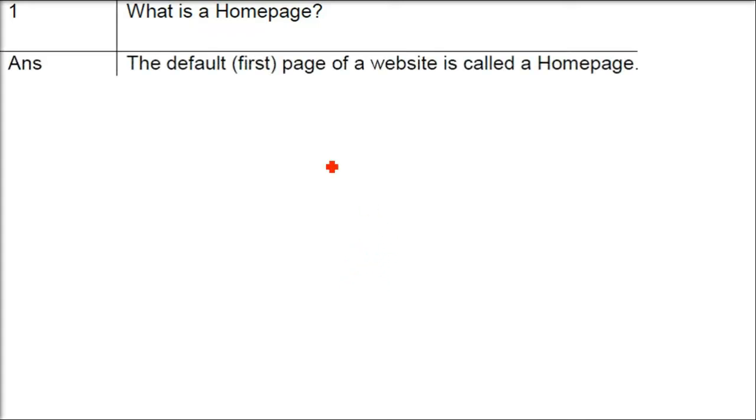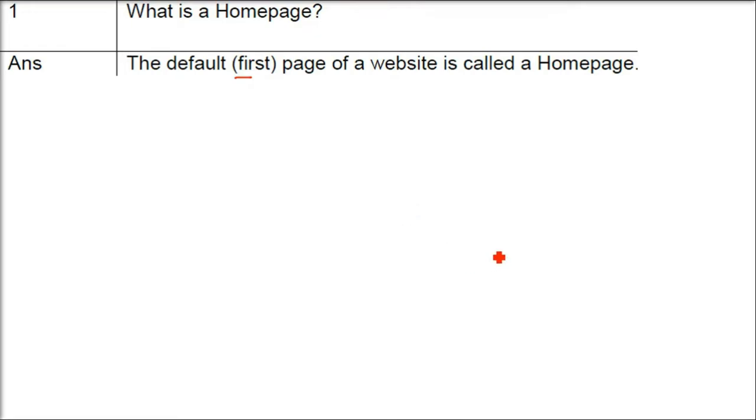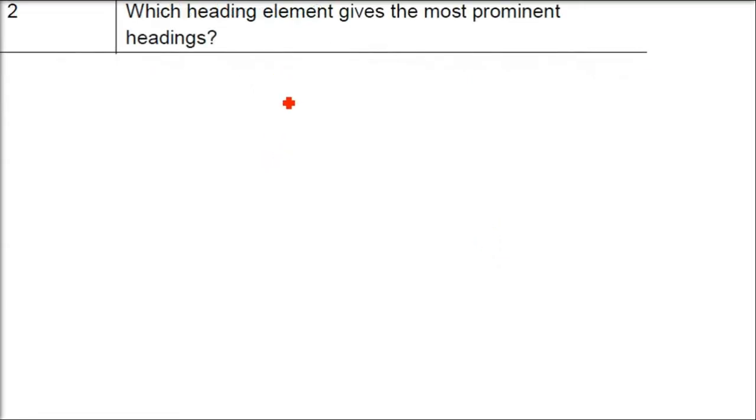What is a home page? So whenever you open your website, the first page which comes is the home page. So the default page by itself which comes, because web pages are multiple in a website. So if this website contains multiple pages, the first page which comes is the home page.